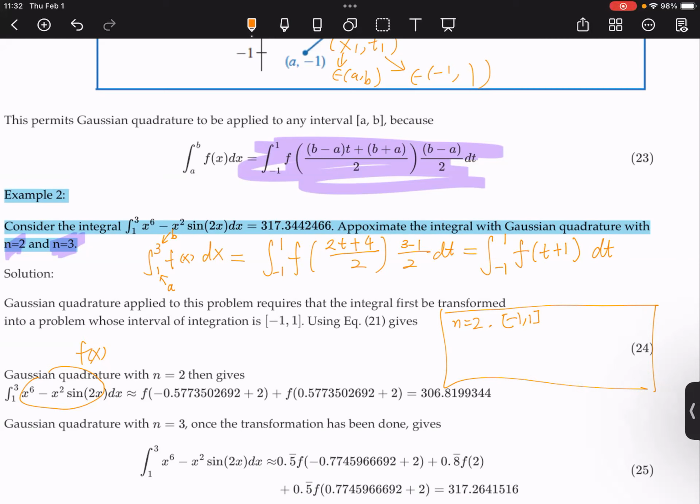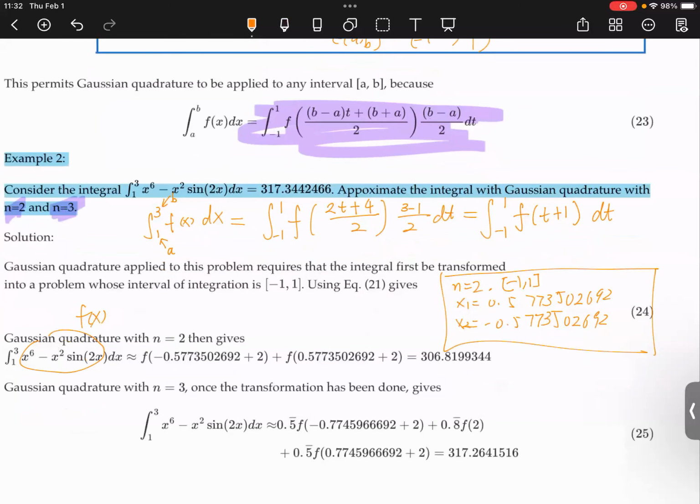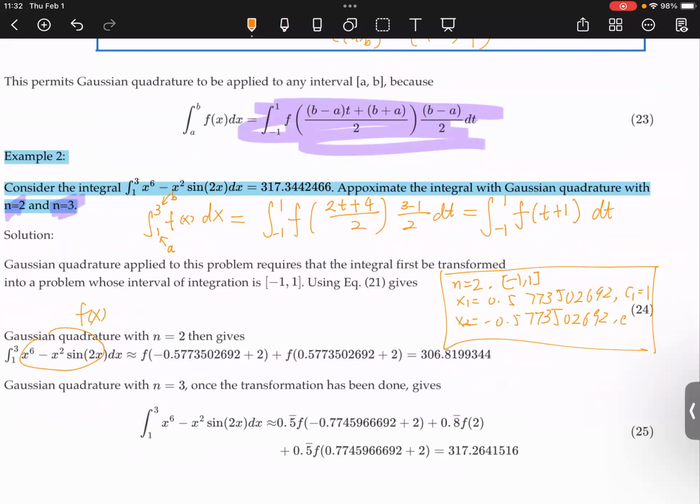The first nodal point is 0.577, and the second nodal point is -0.577356629. They are symmetric, so one is positive and one is negative. I'm just copying down useful information from the table we just showed. For these two, the coefficients are 1.